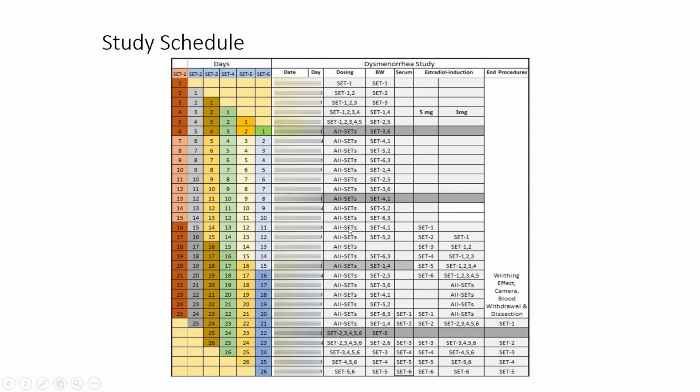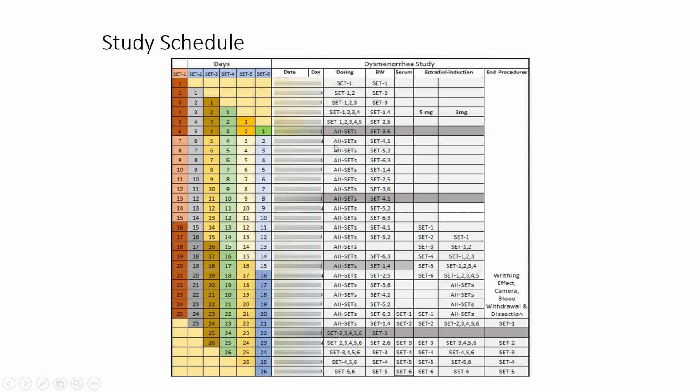Here we have to give estradiol for the induction. You can see the estradiol induction was 5 mg and 3 mg. 5 mg is given to set 1, and the very next day you have to give 3 mg set wise up to day 9. And lastly on day 10 again you have to follow these parameters. We will see all the headings one by one. Here you can see the days: days 1 to 25, and it is a 25-day study. So accordingly I have arranged it here.